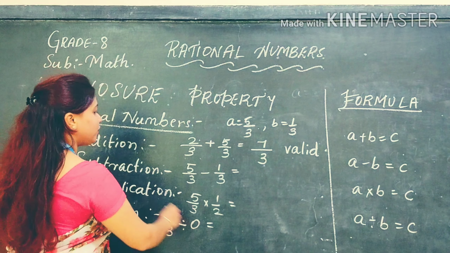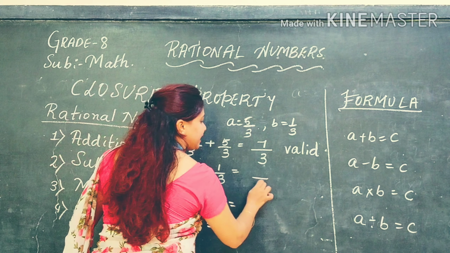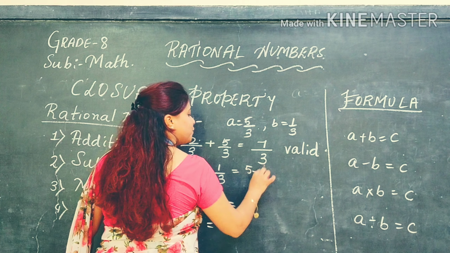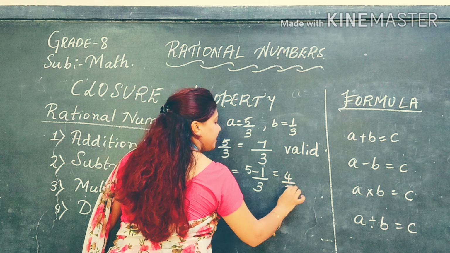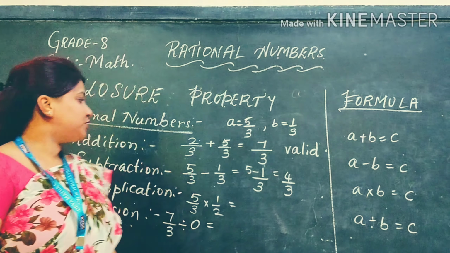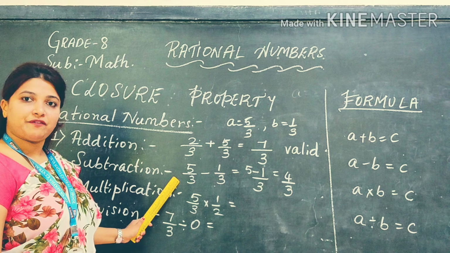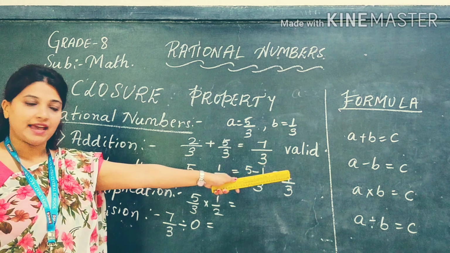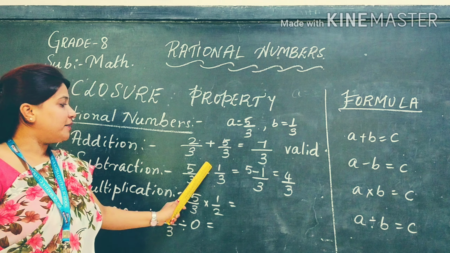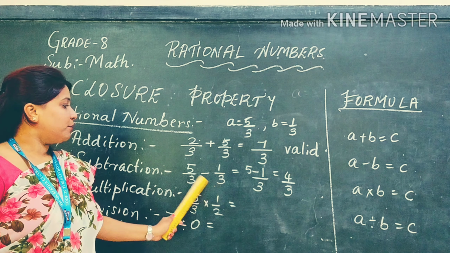So therefore, what is this? The denominator I'll leave as it is. Just subtract 5 minus 1, which is nothing but 4 by 3, which is again a rational number. That means 5 by 3, correct? 5 by 3 I have taken as A. Subtract it with what? B. What is B here? B is 1 by 3. So my denominators are same.